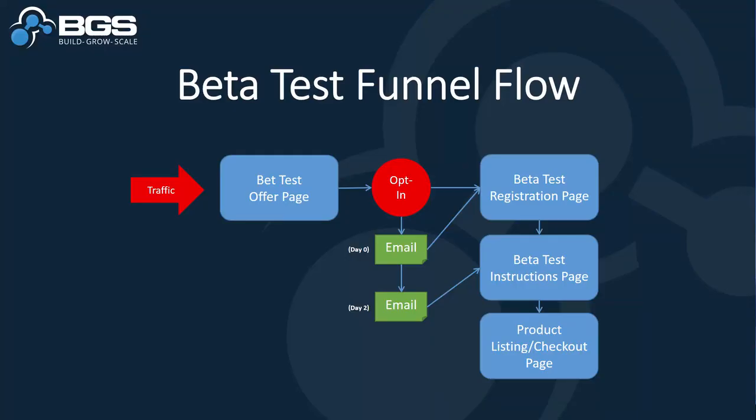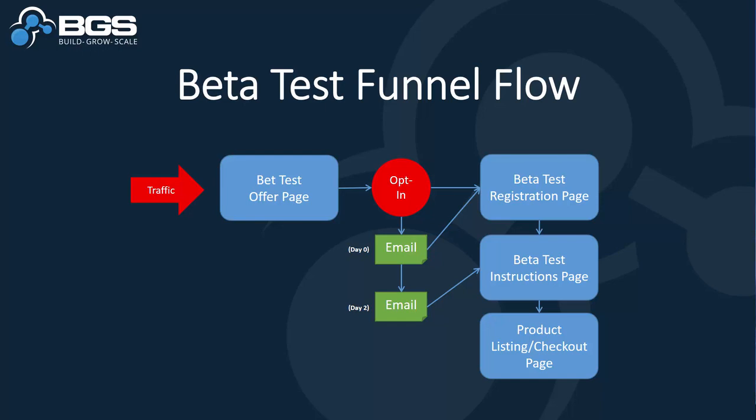So the actual funnel flow, here's a little visual representation of how it works. So the traffic, whether that's your Facebook traffic, your email list traffic, your organic traffic, whatever, it's all being sent to the beta test offer page. The offer page is a squeeze page, right? So they enter their email, they're opted in. At the same time as they're opted in, they're added to your list, and the first email, the confirmation email, is triggered, the beta test acceptance email. Okay? And at the same time as that's happening, they're also being redirected to the beta test registration page.